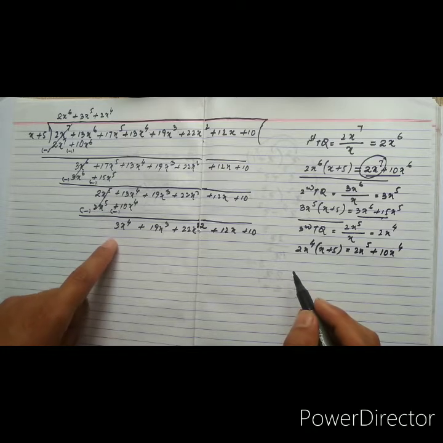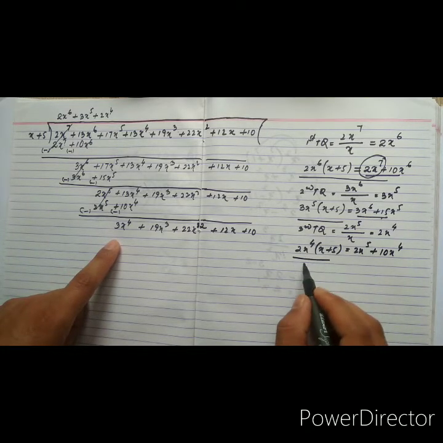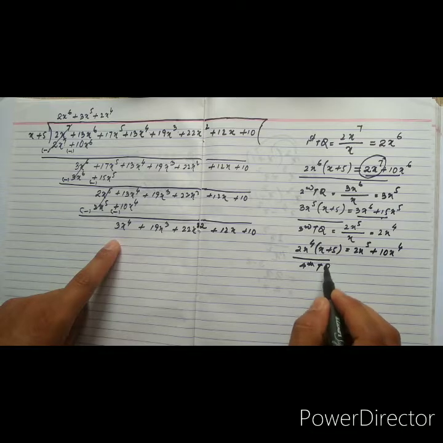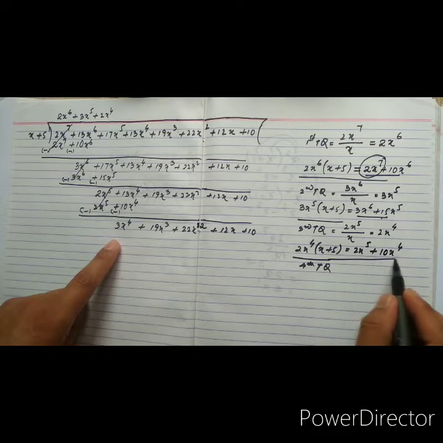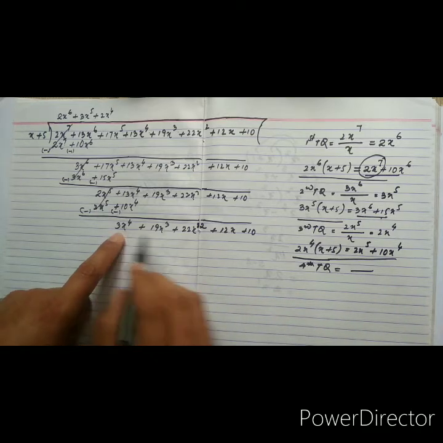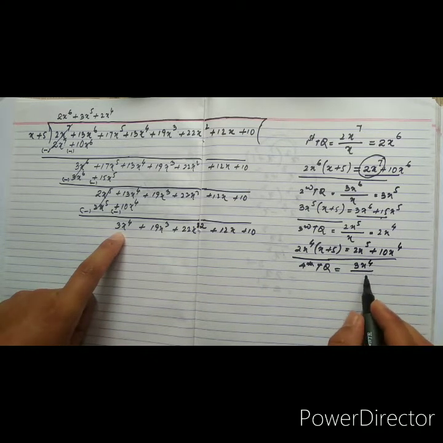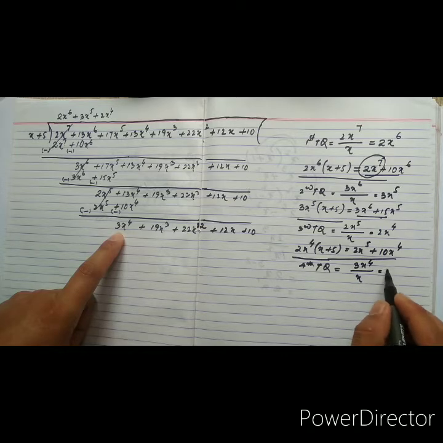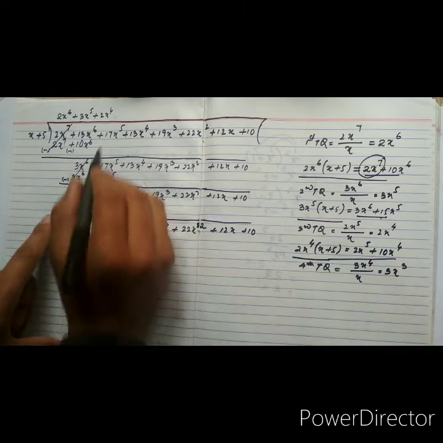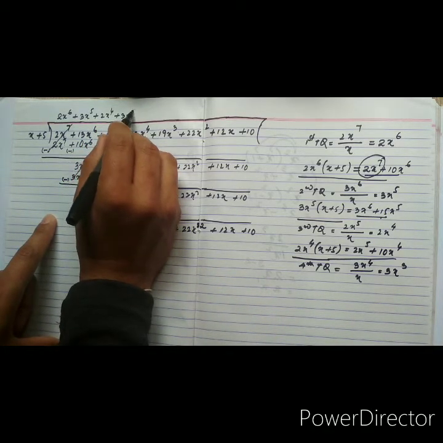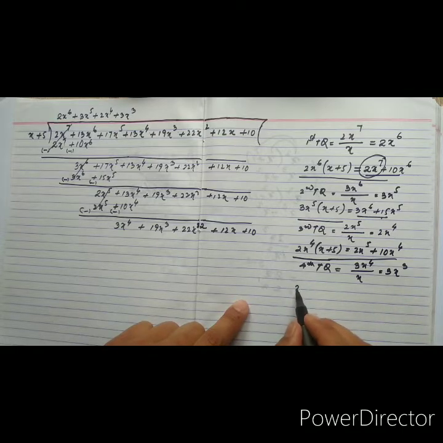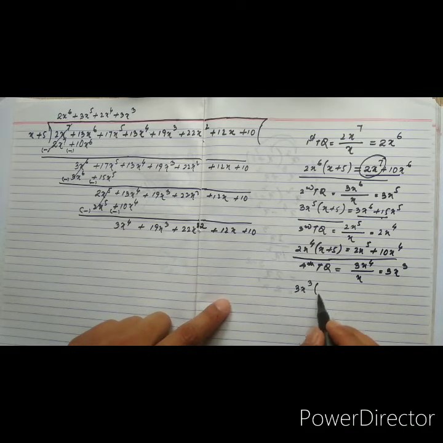Then next we are going to find the fourth term of the quotient. From here we'll take this 3x^4 divided by x. We'll get 3x^3. Then this will be 3x^3. 3x^3 multiplies with x plus 5, and we'll get 3x^4 plus 15x^3.